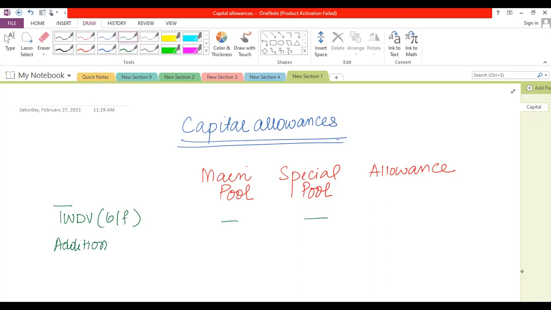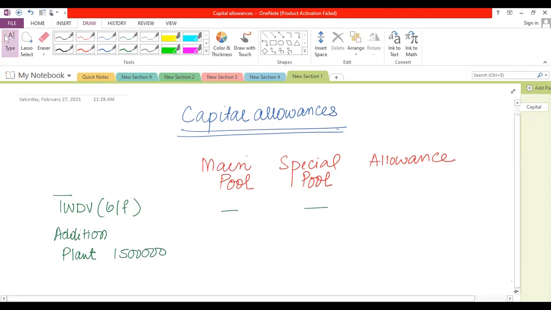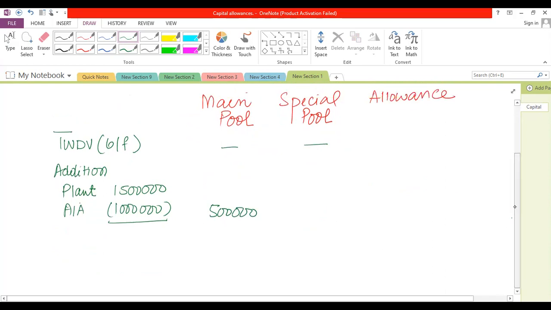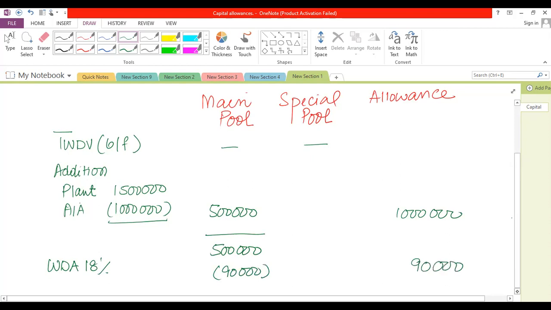For example, whatever is the value, say it's a plant that is eligible for AIA, then what we can do is claim AIA to the maximum limit, that is 1 million, and the leftover amount is to be transferred to the main pool or a special pool as per the category. And this 1 million is to be transferred to the allowance section. And if there is no further addition or disposal, then at the end of the day, you have to make the total 500,000. And then you have to claim WDA of 18% on this, and that is 90,000, and transfer this 90,000 into the allowance section.